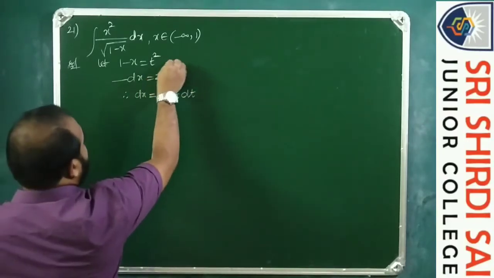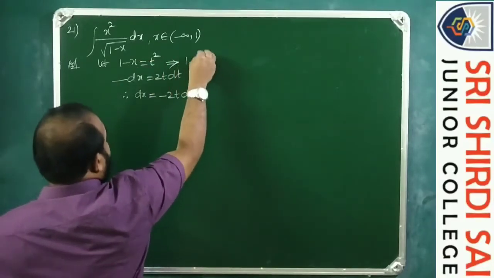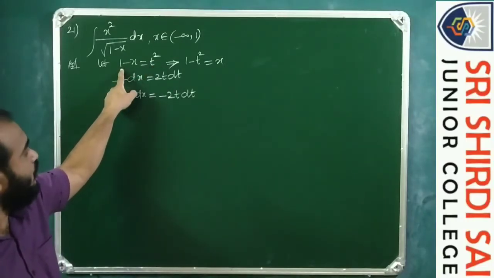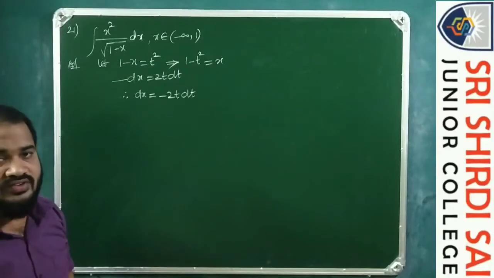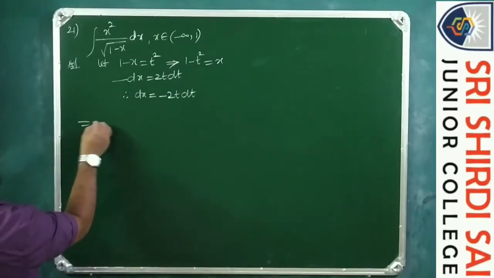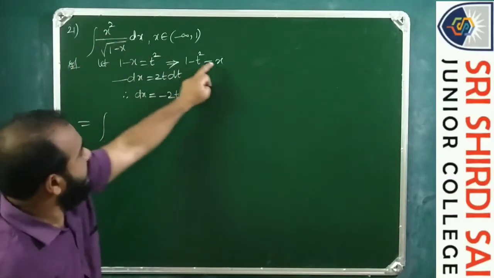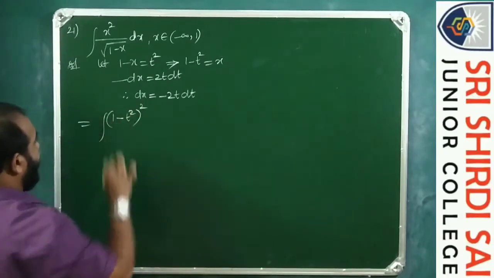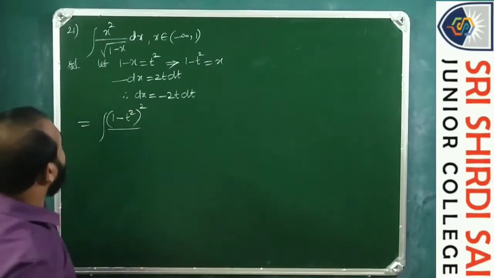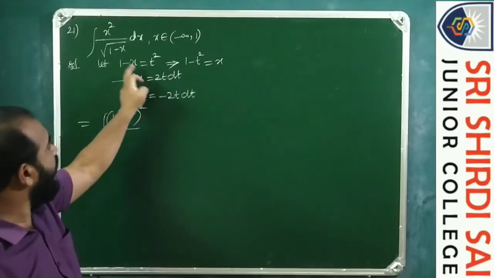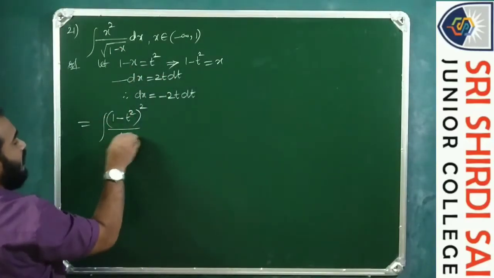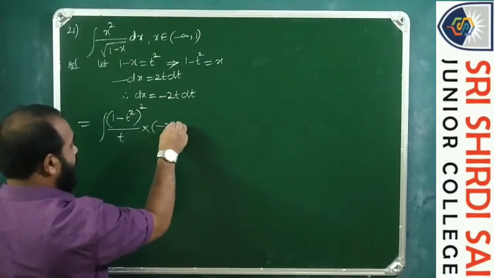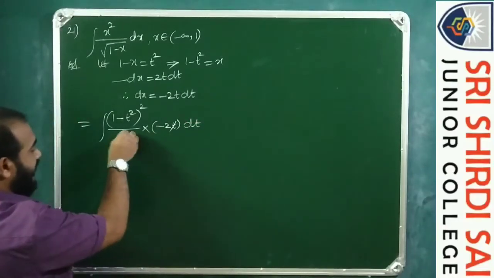So from this, 1 minus t square is equals to x. This plus t square if you transpose onto this side, minus t square, this minus x if you transpose onto this side, plus x. So x square is, x is 1 minus t square, x square is 1 minus t square whole square, by 1 minus x is t square, while root 1 minus x is root t square, which is t here, into dx value is minus 2t dt. So t gets cancelled.